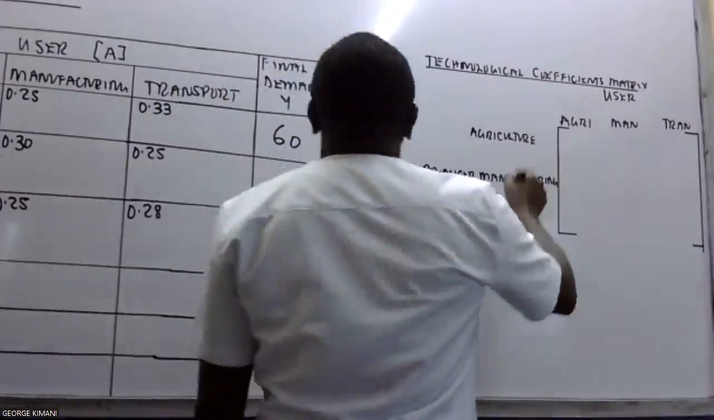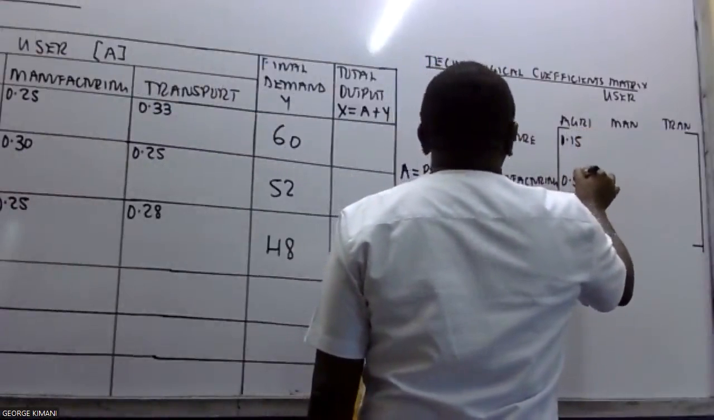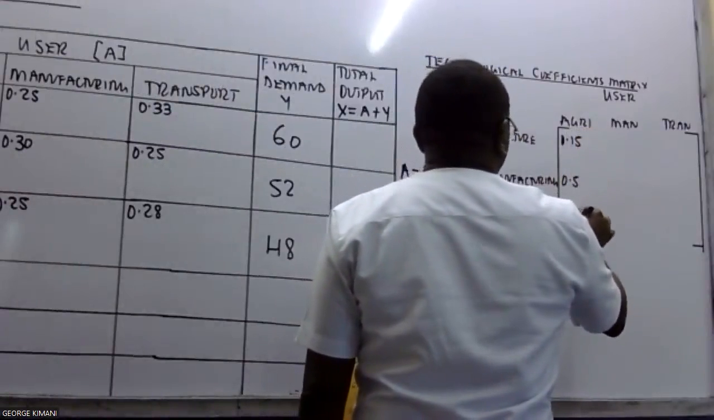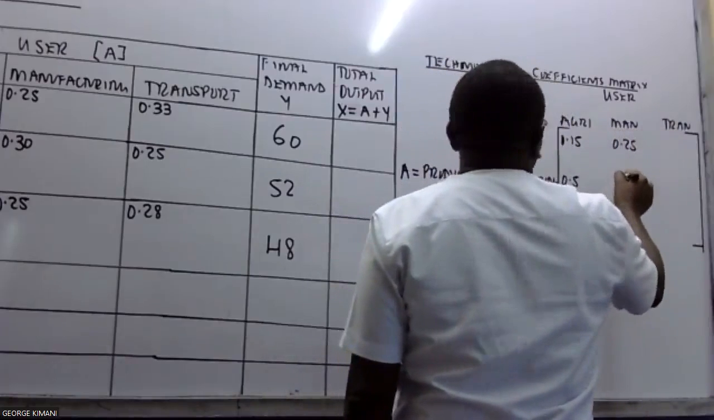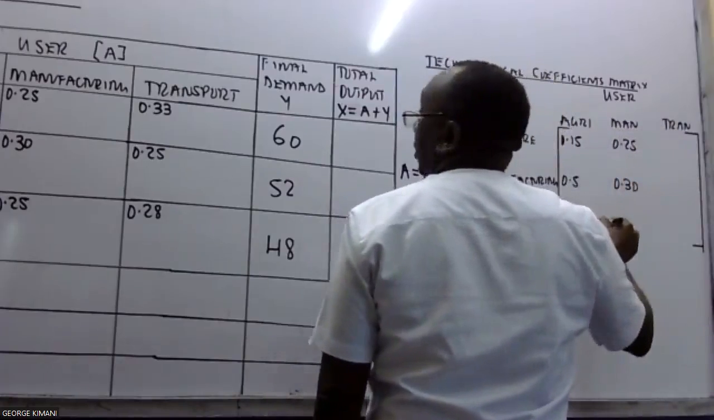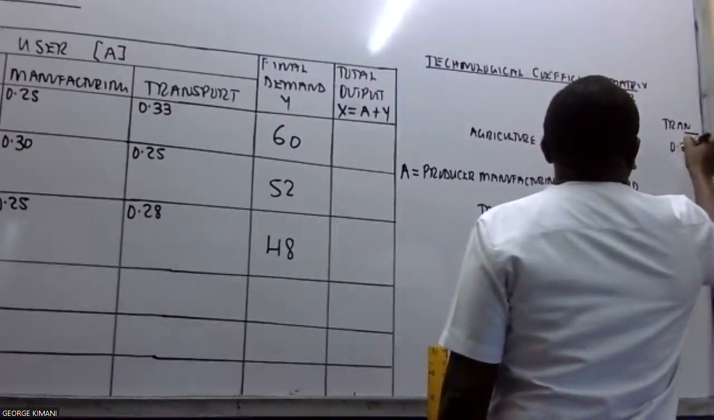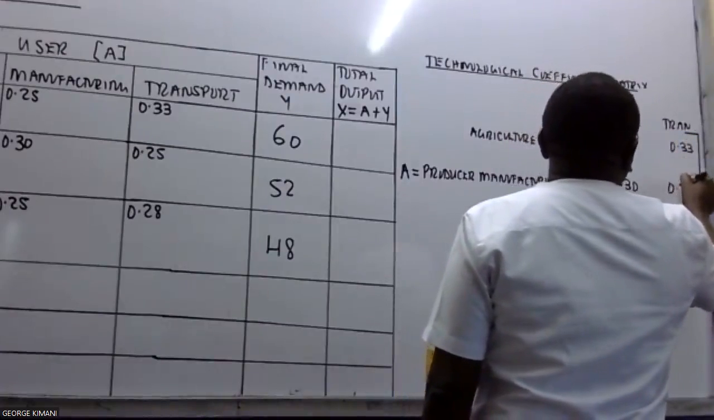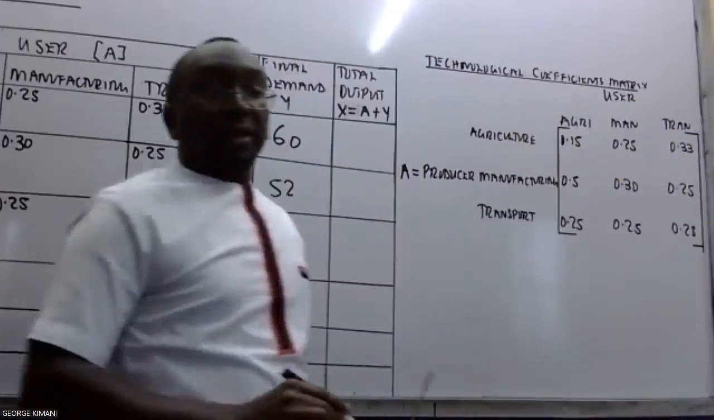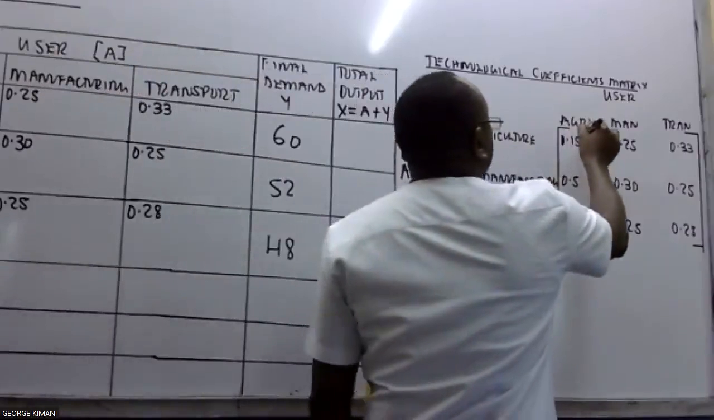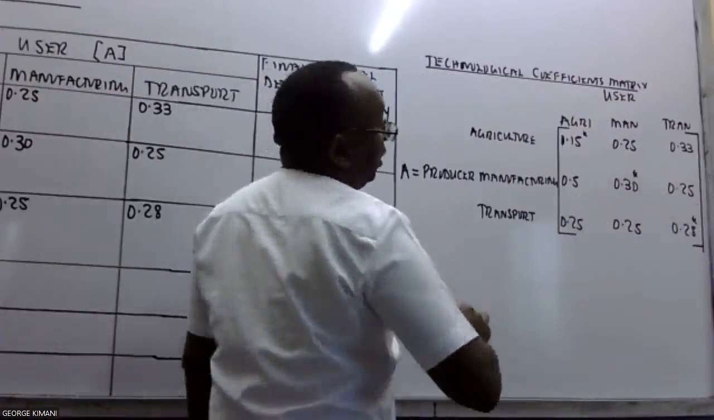So now here we will put 0.15, 0.5, 0.25, 0.25, 0.30, 0.25, 0.33, 0.25, 0.28. And then for these figures, you can put an asterisk. These ones, okay. There.